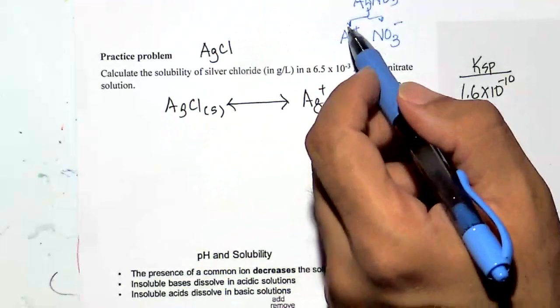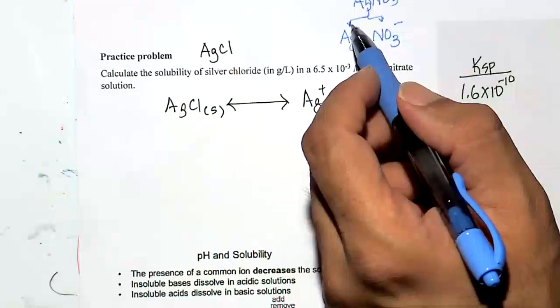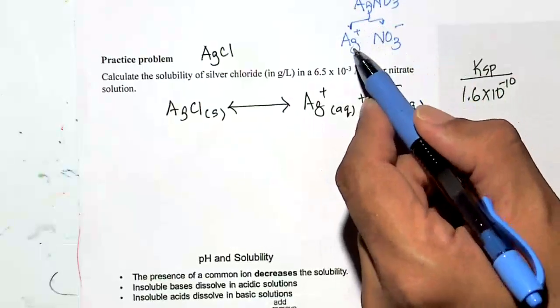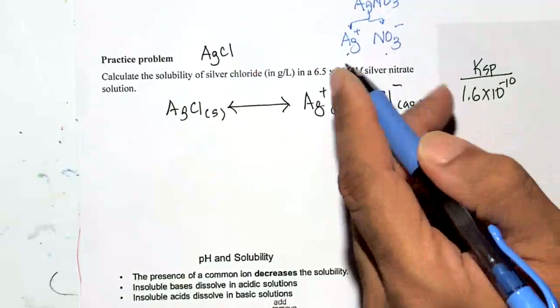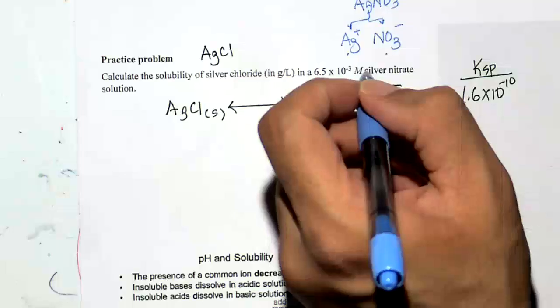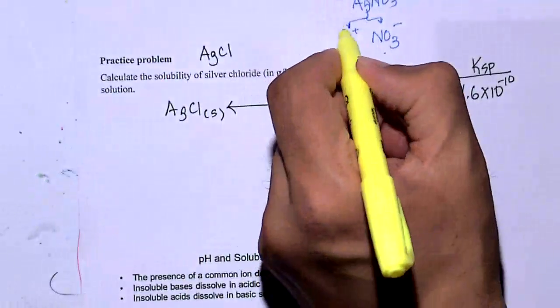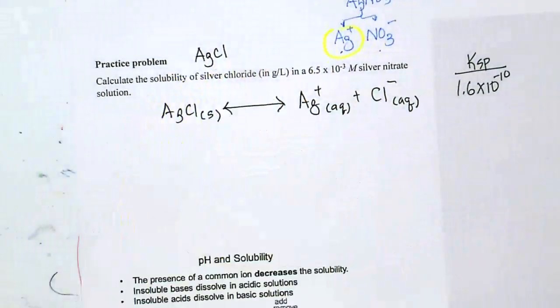Do you remember all nitrates are soluble? If you had me in the lab, all nitrates are soluble. So this silver nitrate is actually Ag plus and NO3 minus. So what we have here is a common ion. Can you tell me what the common ion is? Bailey, what's the common ion? Silver, Ag. Very good.